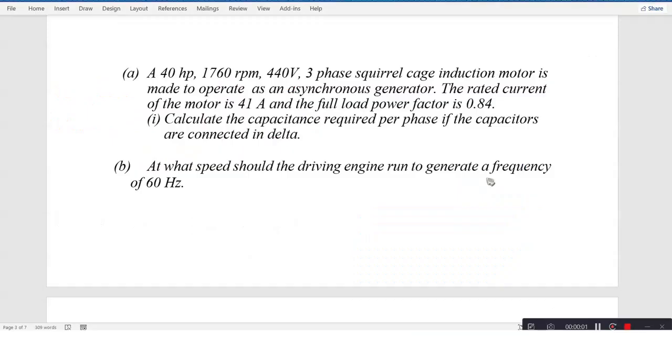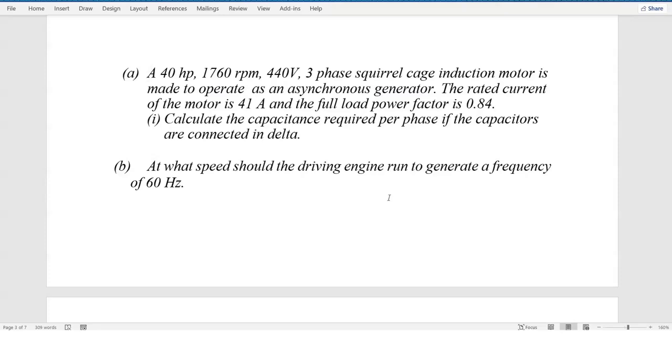Ladies and gentlemen, here we have another problem on induction motors. So, a 40 horsepower, 1760 RPM, 440 volts, three-phase squirrel cage induction motor is made to operate as an asynchronous generator. The rated current of the motor is 41 amps and the full load power factor is 0.84.